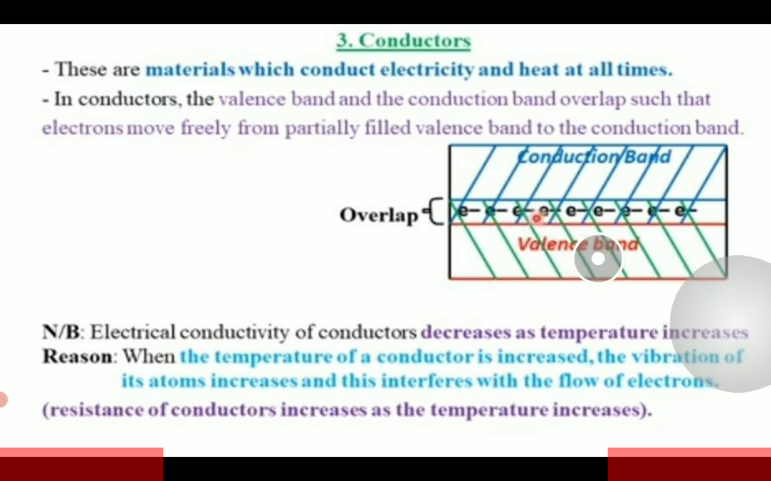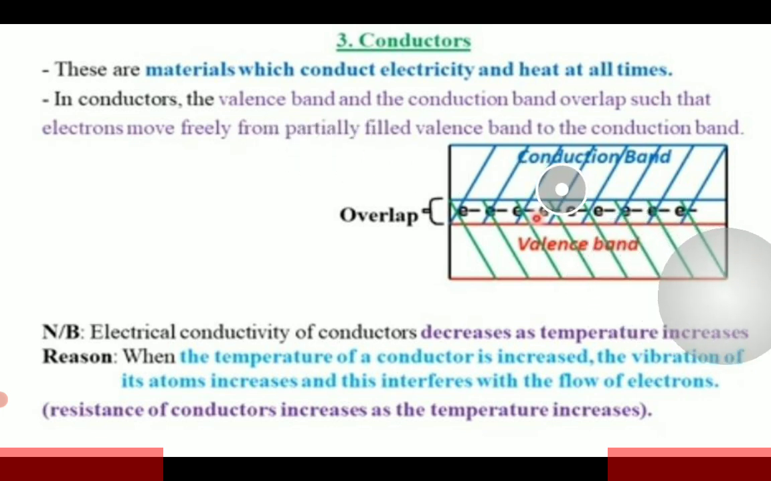All right, let's suppose you heat this material. Rather, suppose you connect this in a circuit. The electrons in the valence band can easily move to the conduction band without being interfered with by any gap. There's no gap between the valence band and the conduction band, which makes it easy for such materials, for metals, to conduct electricity.